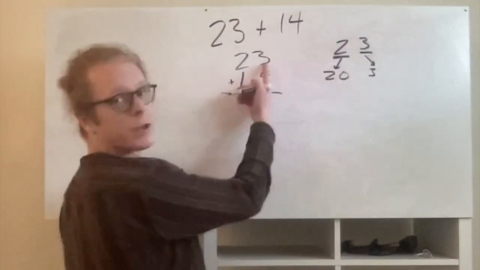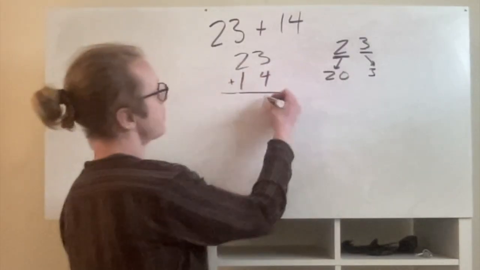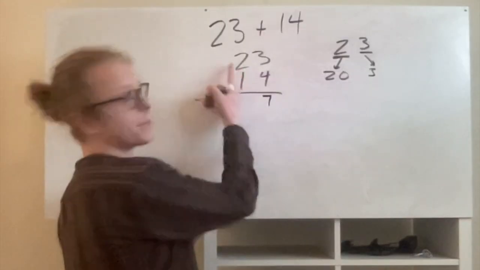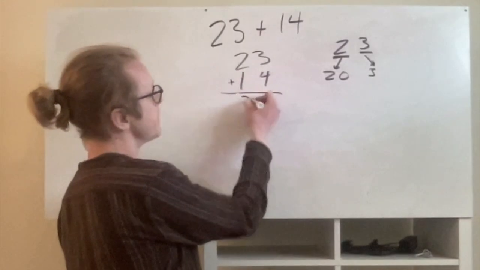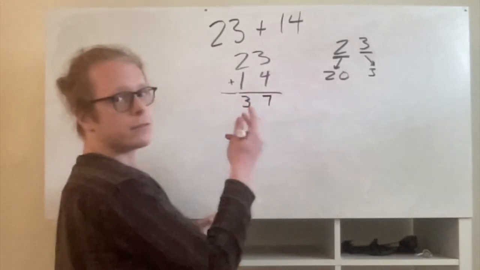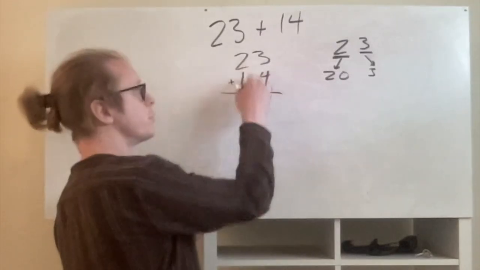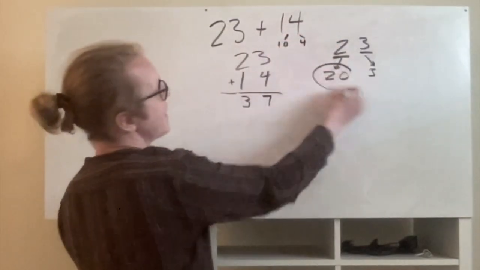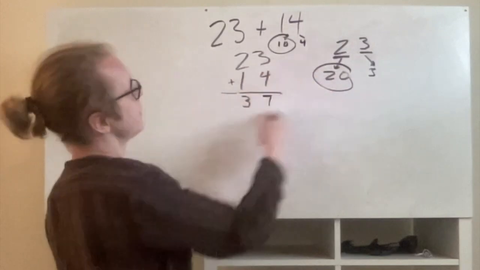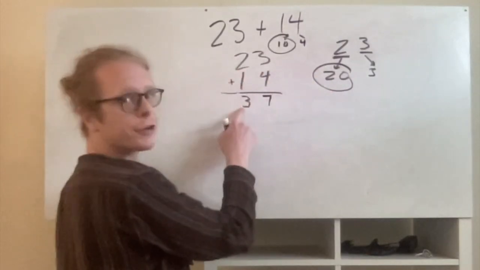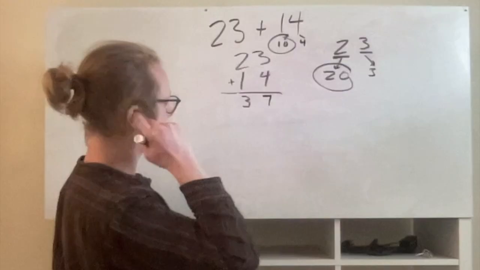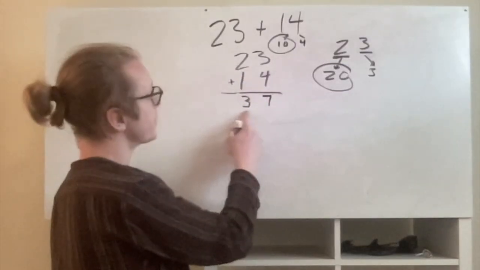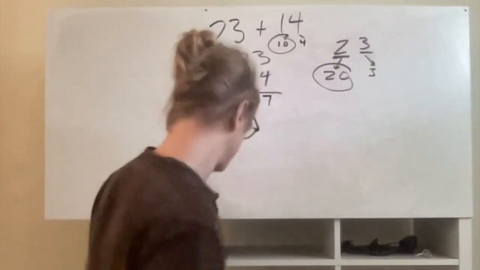So we start in the ones place. We say 3 plus 4 is 7. Now, in the tens place, we're saying 2 plus 1 gets me 3. However, we didn't really add 2 and 1, right? We added the 10 and the 20. 20 plus 10 is 30. As far as the digits, 2 plus 1 is 3, and it represents 30 because it's in the tens place.